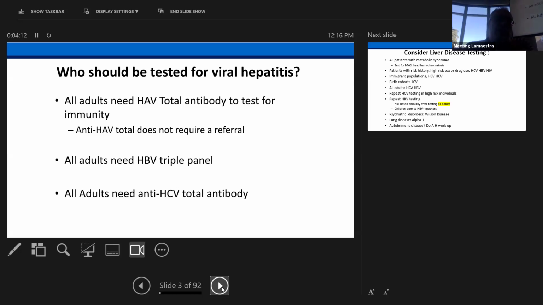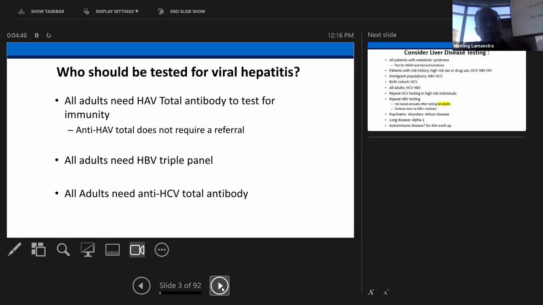All adults need the hepatitis B triple panel. We're going to talk about that in detail in a moment. All adults need a hepatitis C total antibody test in their chart. Antibody for hepatitis C indicates exposure, and if the hepatitis C antibody test is positive, they need to be reflexed to PCR testing. And then if the PCR test comes back positive, refer them to liver clinic.